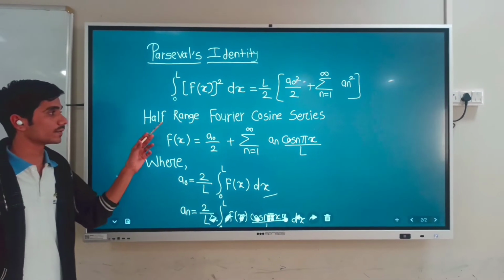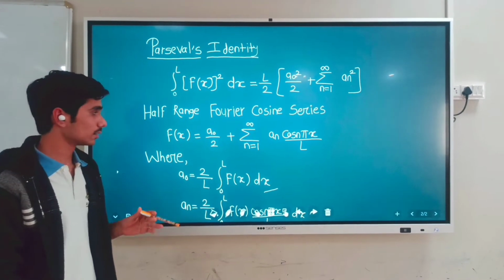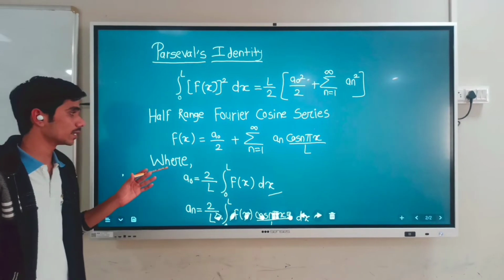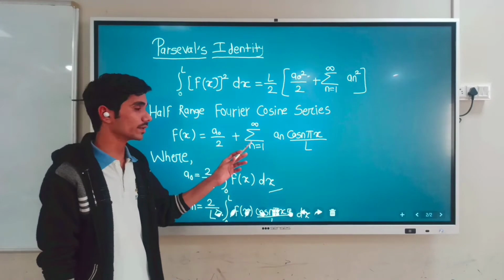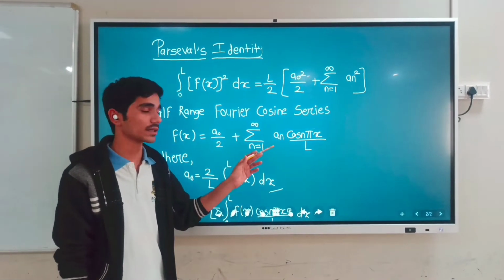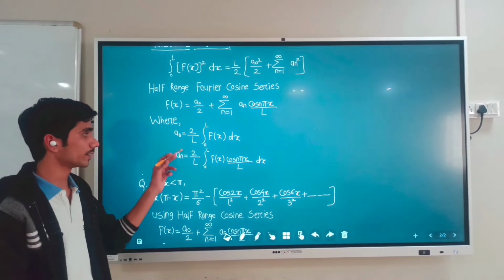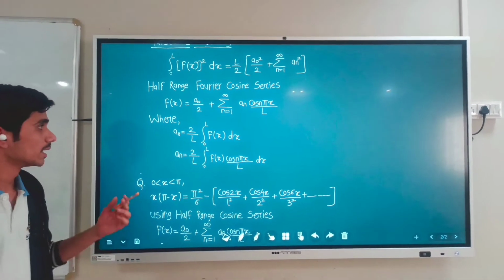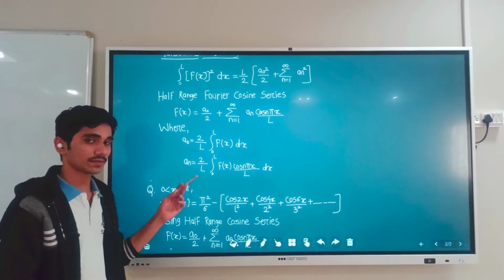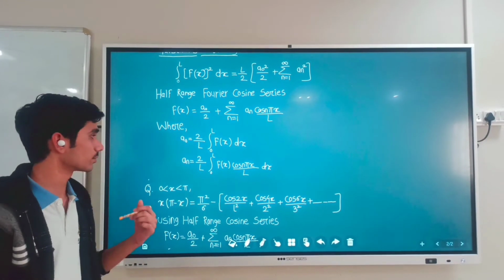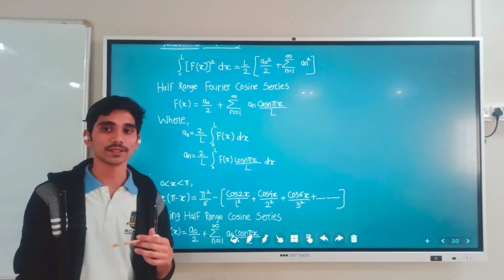Then what is the half-range Fourier cosine series? We will go towards it. The first formula is f of x equals a naught by 2 plus the summation from n equals 1 to infinity of a n cos n pi x by l, where a naught is equal to 2 upon l, integration from 0 to l, f of x dx. Later, a n is equal to 2 upon l, integration from 0 to l, f of x cos n pi x upon l dx.